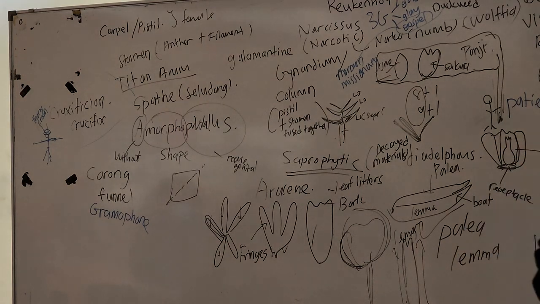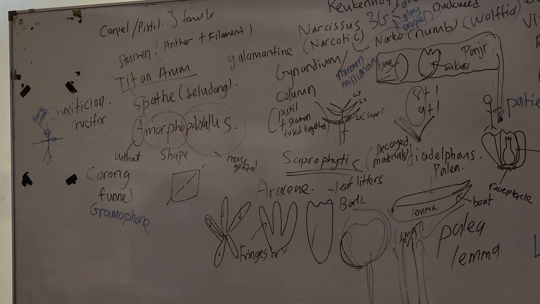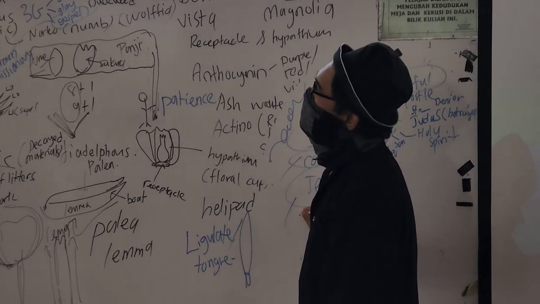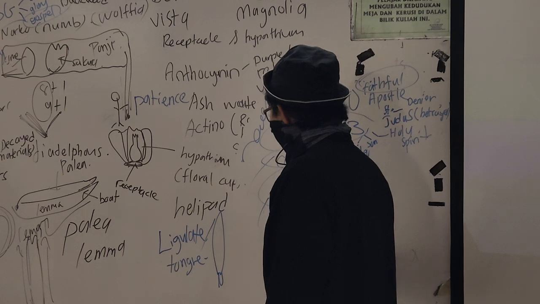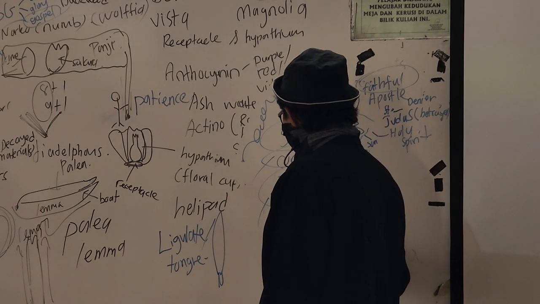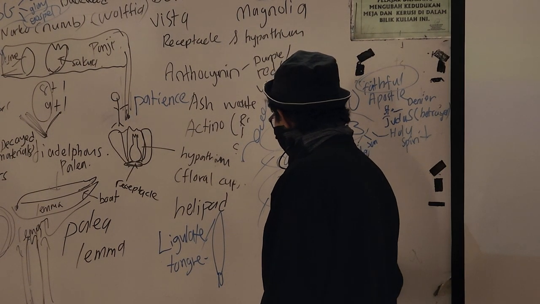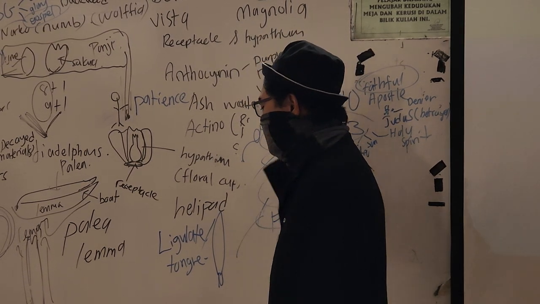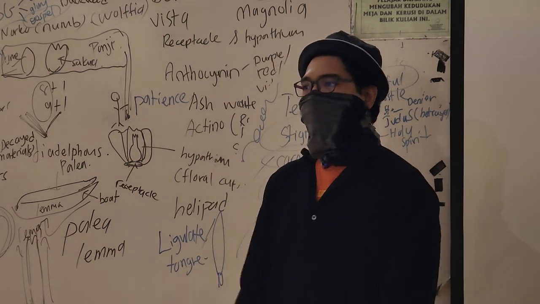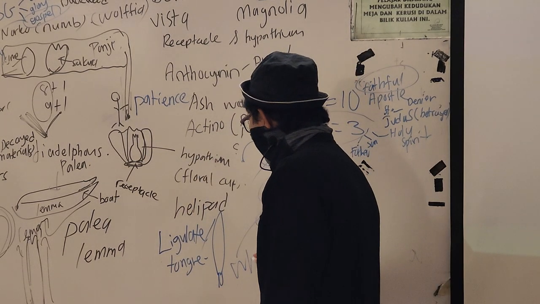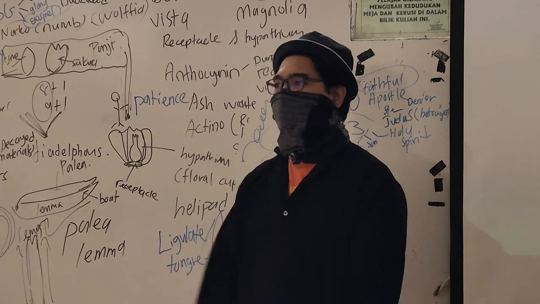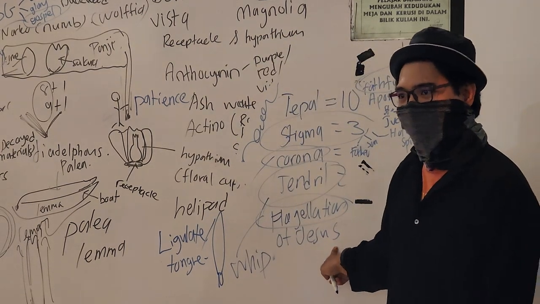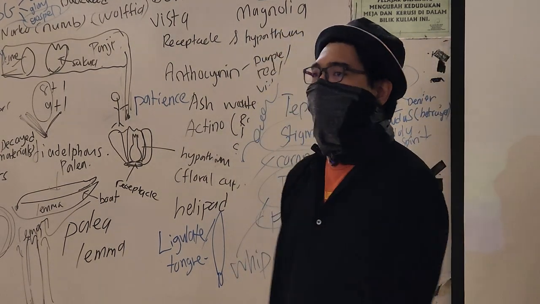And then the tendril. Some Christians believe it, some don't. It's for the flagellation of Jesus. Flagellate means to whip. I do not know what it is in Malay. Oh, sebat, yes, the whipping of Jesus. So there are many stories to the passion flower.